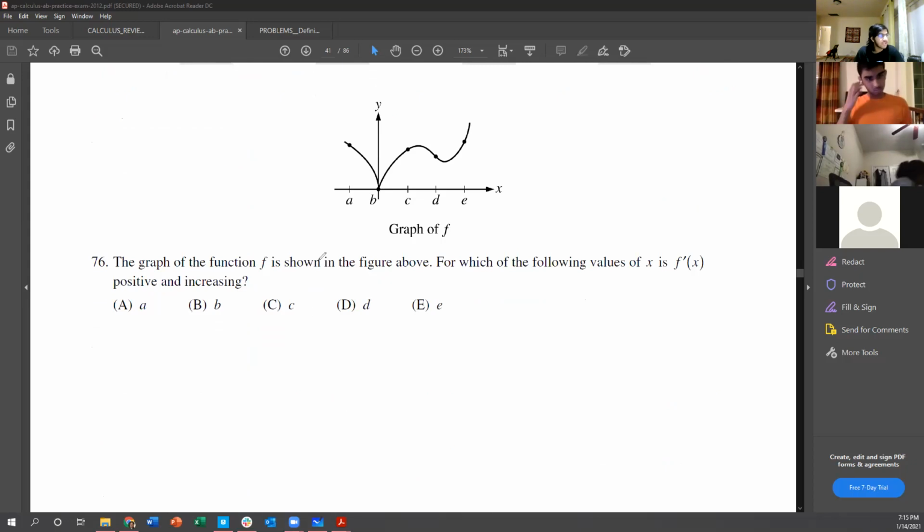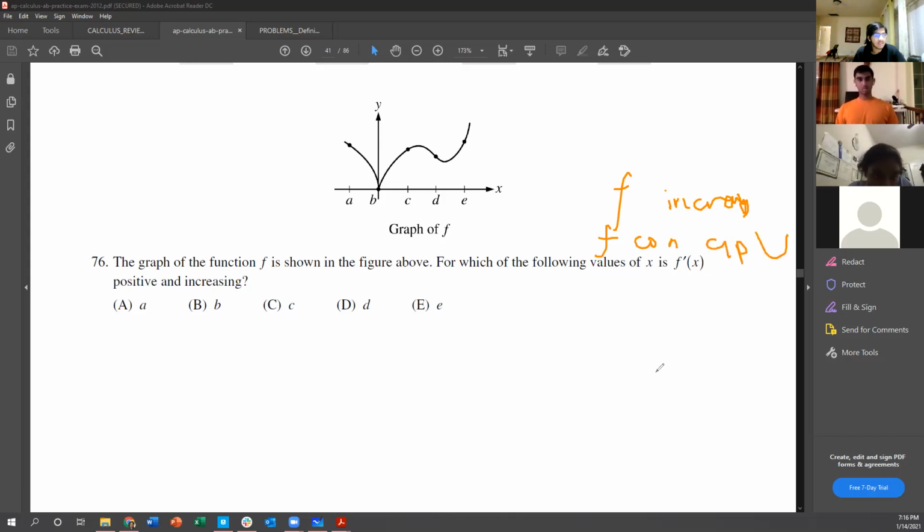So the graph of the function f is shown in the figure above. For which values of x is f prime of x positive and increasing? So we need f prime of x positive, which means f needs to be increasing. And we need f prime of x to be increasing, which means f double prime of x needs to be positive. And if f double prime of x is positive, then f is concave up.